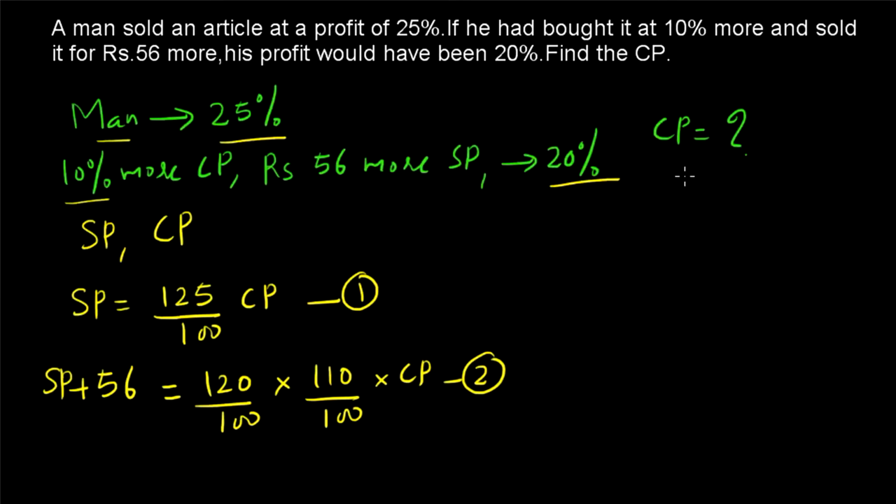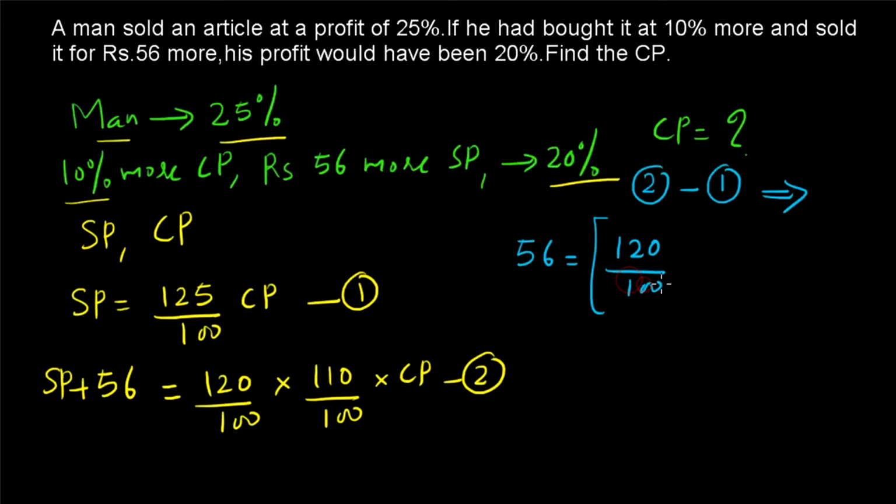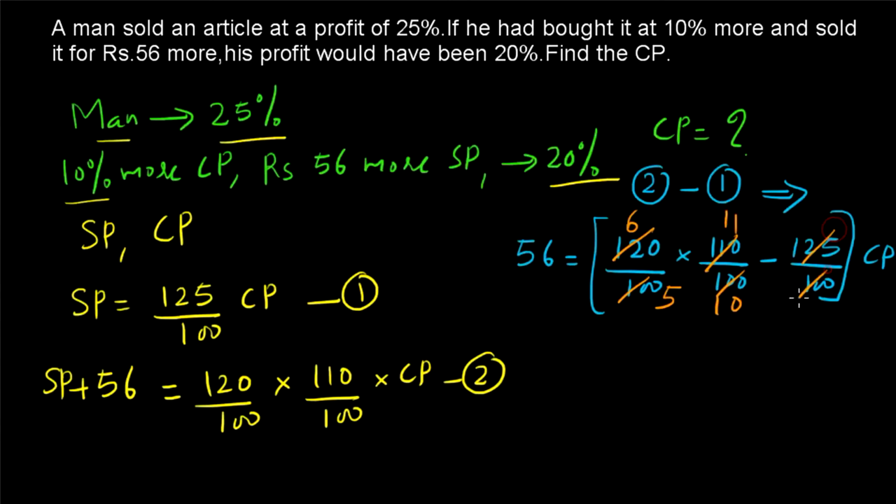In order to determine the cost price, we have to subtract the first equation from the second equation. So 2 minus 1, we will get 56 is equal to, just taking the cost price as common, 120 by 100 into 110 by 100 minus 125 by 100. Cost price is common, so let's try to simplify. Here we will get 6 and 5. Here we will get 11 and 10. And here we will have 5 and 4. So 50 and 4 will come. So again we can take 100 as the LCM.